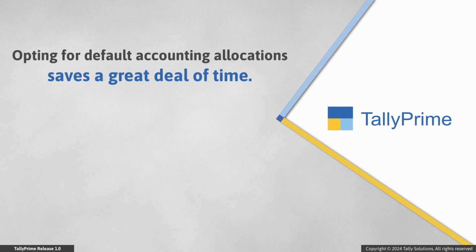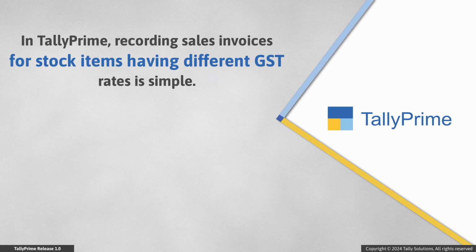Thereby, if you opt for default accounting allocations, you can save a great deal of time and effort that generally gets consumed in data entry. As you saw, in TallyPrime, you can easily record sales invoices for stock items having different GST rates.